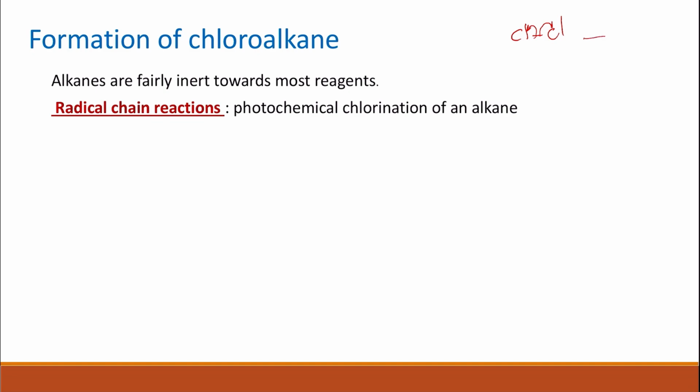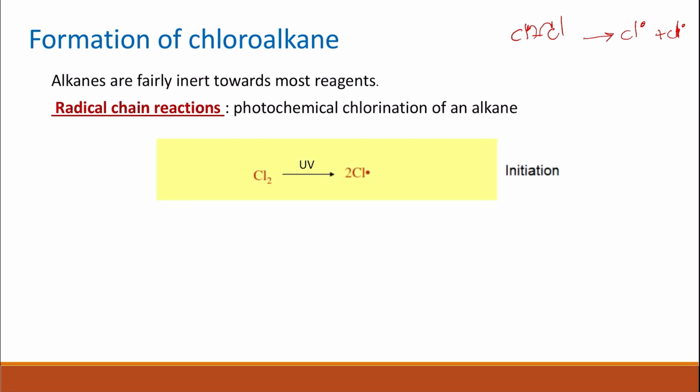That will create two free radicals. Each free radical will have one unpaired electron. They don't have a positive or a negative charge, but they will have unpaired electrons. These free radicals are very reactive and they will initiate a radical chain reaction as we will see now. So how does this reaction proceed?